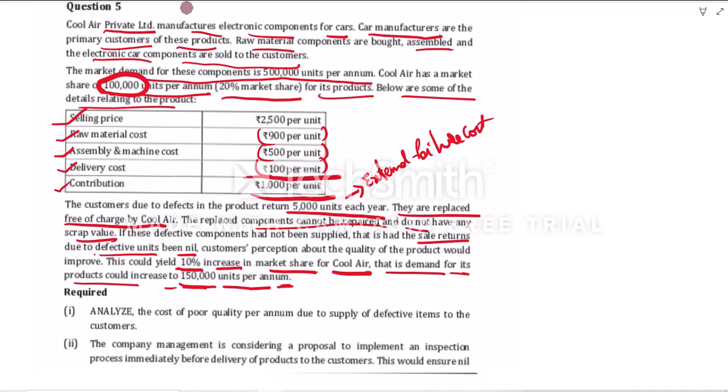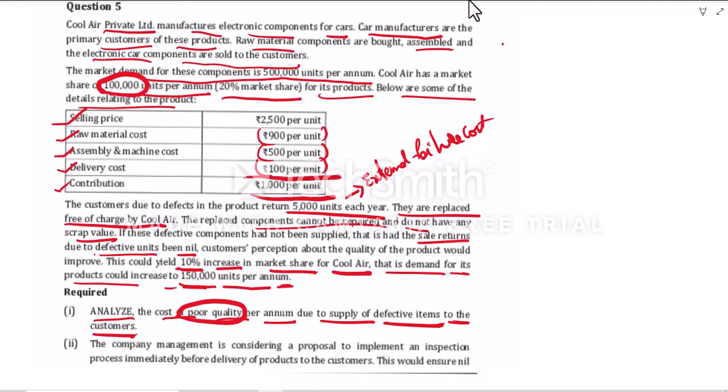So what they are asking is to analyze the cost of poor quality per annum due to supply of defective items to the customers. Okay, they are asking only the cost of poor quality. Actually they have given details of cost of poor quality only, so they were asking that only.